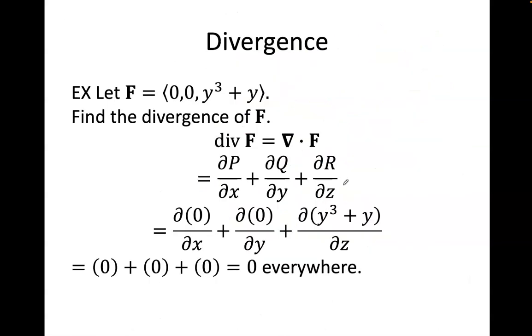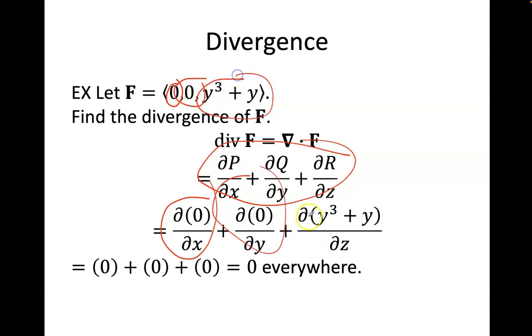Here's another example. Let F equal 0, 0, y cubed plus y. Find the divergence of F. Again, it's just going to be partial P partial X plus partial Q partial Y plus partial R partial Z. In other words, the partial derivative of 0 with respect to x plus the partial derivative of 0 with respect to y plus the partial derivative of y cubed plus y with respect to z.